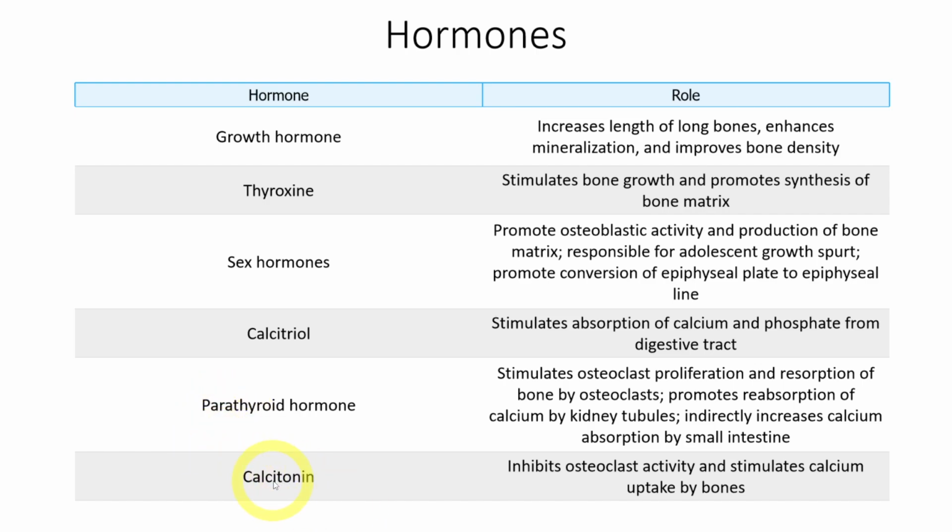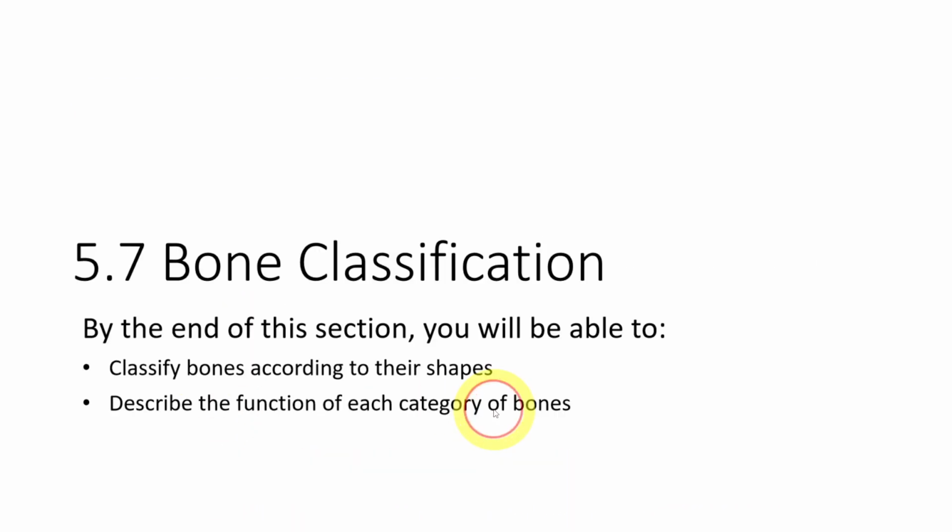And then calcitonin. This inhibits osteoclast activity and stimulates calcium uptake by the bones. It's not actually the opposite of calcitriol. They actually complement each other. It's just that this one tells the body to absorb more calcium from food. This one tells the bones, stop getting broken down and keep your calcium. So they work together.